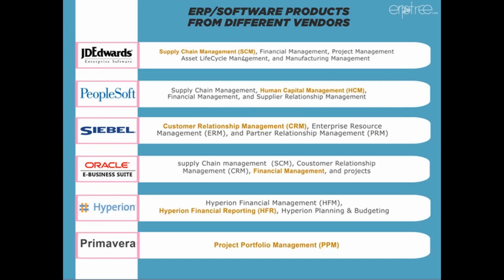The same way, supply chain management or procurement is very famous from JD Edwards. And when I talk about reporting, Hyperion is a very famous tool in the market for reporting, planning, and budgeting. The same way, for any kind of scheduling related to your project, project portfolio management is very famous from Primavera. So this is how we have different ERP products and enterprise applications in the market.